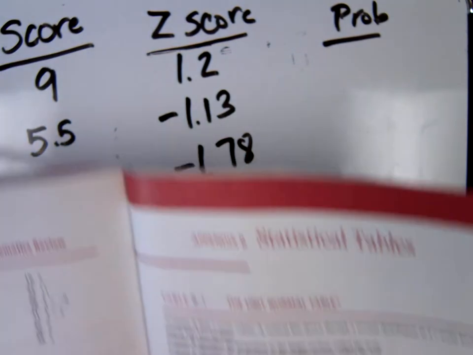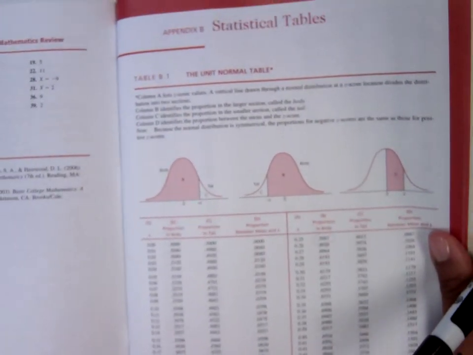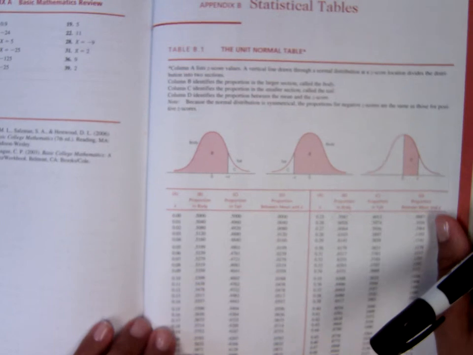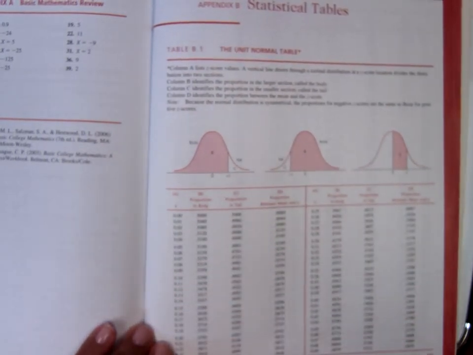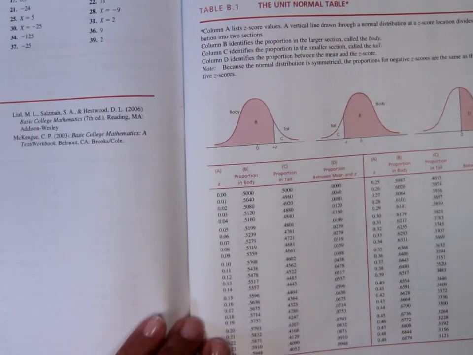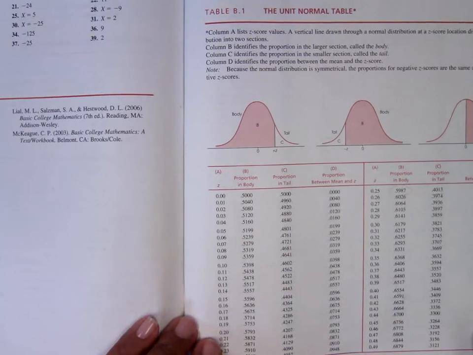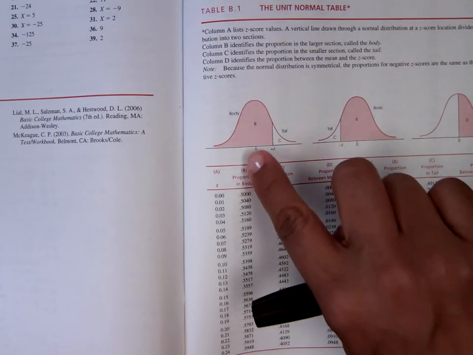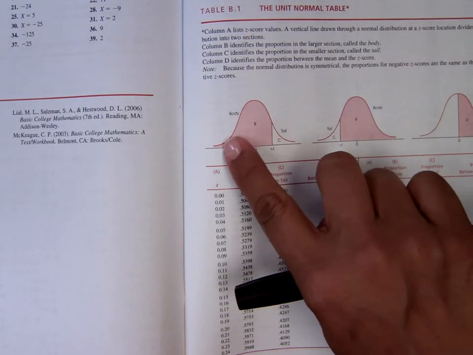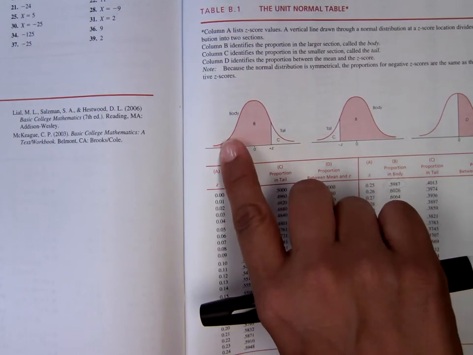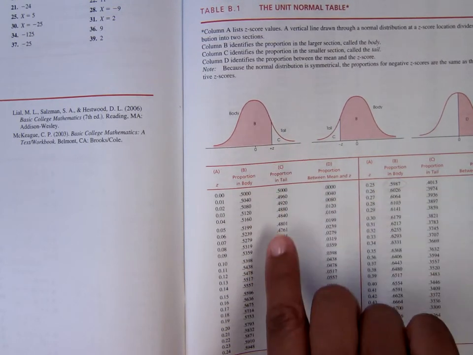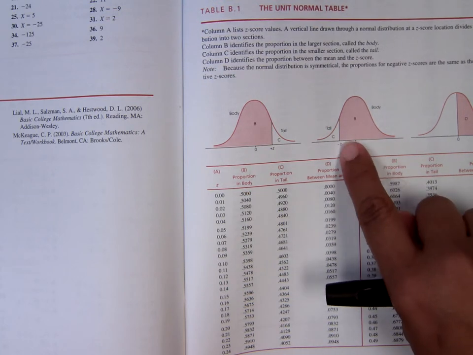Alright, and so you're going to be using your normal unit table. The way this is broken down is, I'll give you your z-scores in the first column. I'm going to try to focus this a little bit better if you don't mind. Alright, and as you can tell, this is just giving you an example of the proportion of the body of the bell. This will tell you everything on the left side of your z-score, and everything on the right.